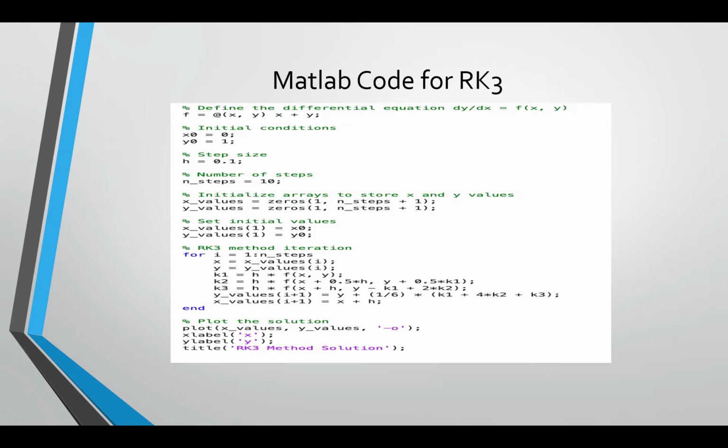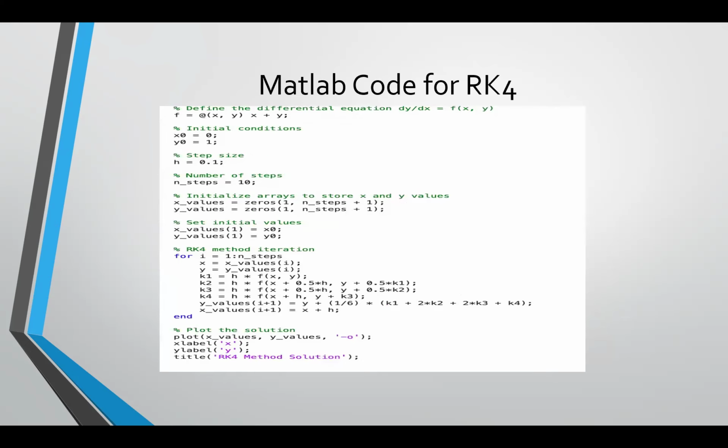In the next slide, we'll see the MATLAB code for RK4. Finally, the classical RK4 offers the best balance of accuracy and efficiency. It uses 4 slope evaluations per step, averaging them with specific weights. The MATLAB code follows this process to deliver highly precise results. RK4 is a preferred method in many applications due to its reliability and ability to handle a wide range of problems.